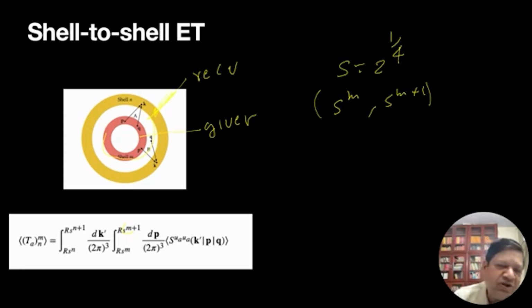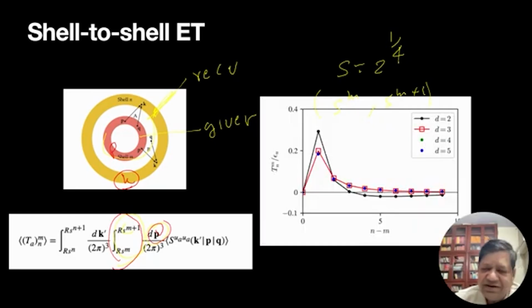And what do we do? This giver shell P is residing in the giver shell. P is inside this region, and K is in the receiver shell, and we integrate. This is doable with field theory as well, with a bit of algebra, and we find that interestingly, for d equal to 3, it is forward.